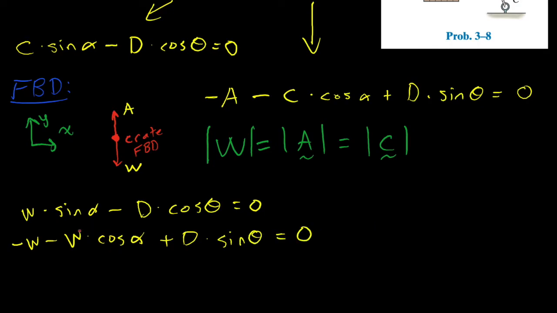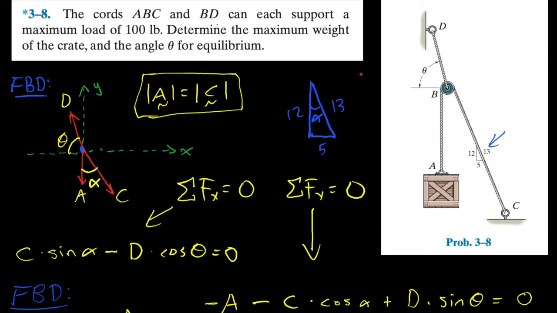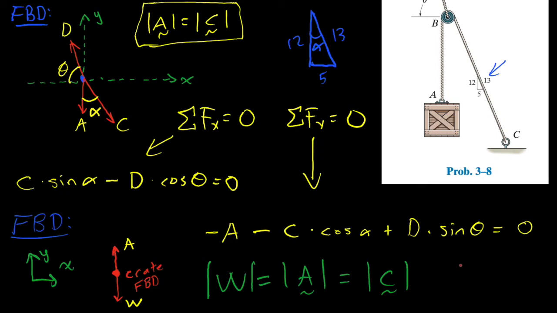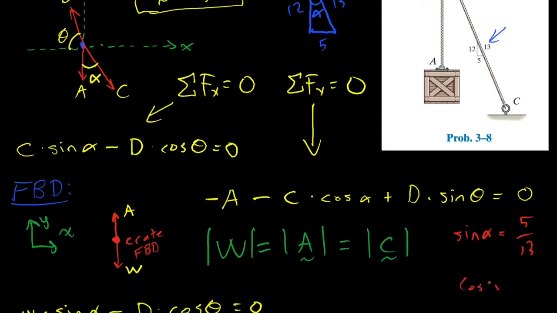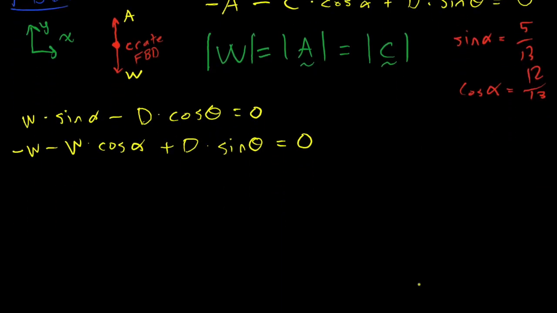When we look at this equation, we see many unknowns, but we actually do know some of this stuff. So we know what sine alpha is and cosine alpha is because we defined that triangle up here. So let's determine what is sine alpha and cosine alpha. Sine alpha, I'm going to write it down here. Sine alpha is 5 over 13, and cosine alpha is 12 over 13. Now let's go ahead and simplify these equations.